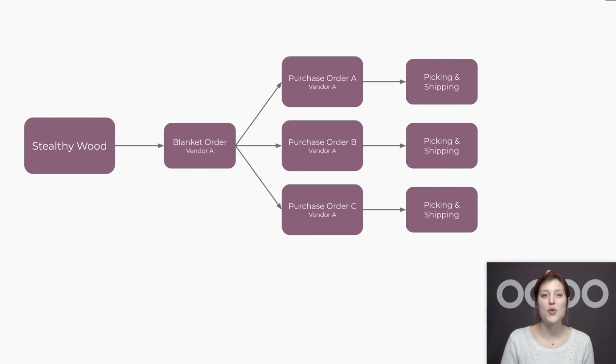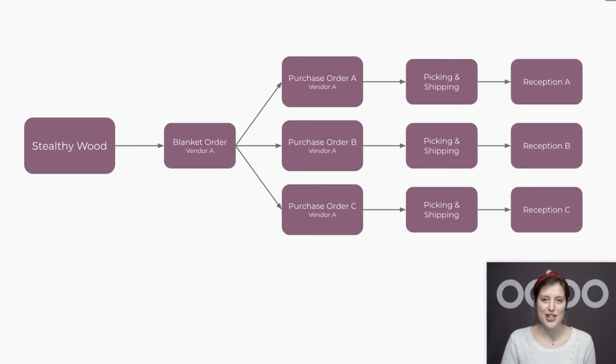Rather than creating 100 different purchase orders, we can create a blanket order and receive the products in multiple deliveries. Doing so eliminates the need to search for new suppliers or renegotiate terms and prices of a contract. So let's see how this works in our database.